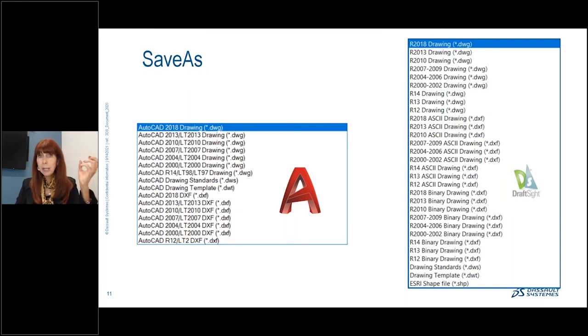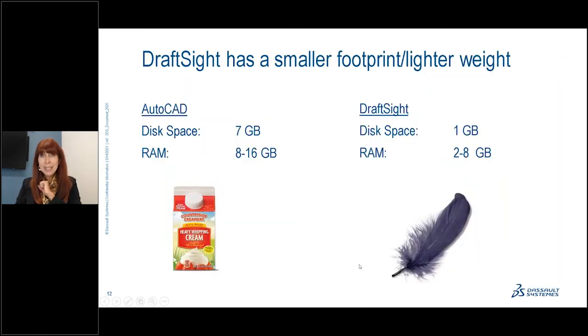Of course, the binary DXFs are way smaller, right? Faster to work with. And it also supports shape files, which I'm not going to get into right now, but you'll just see there are a lot more options with DraftSight, which I think is a plus. DraftSight is also a lot smaller, so those are things to think about as well.